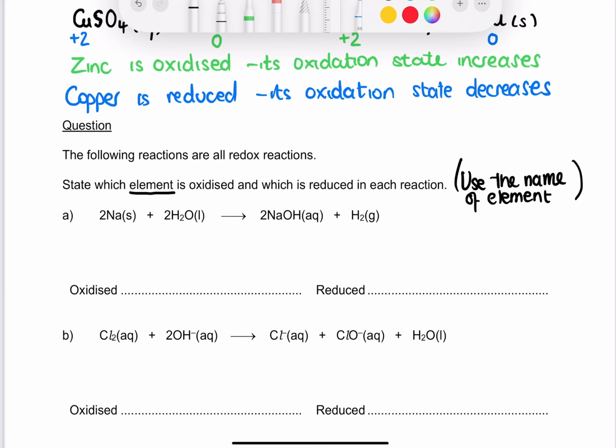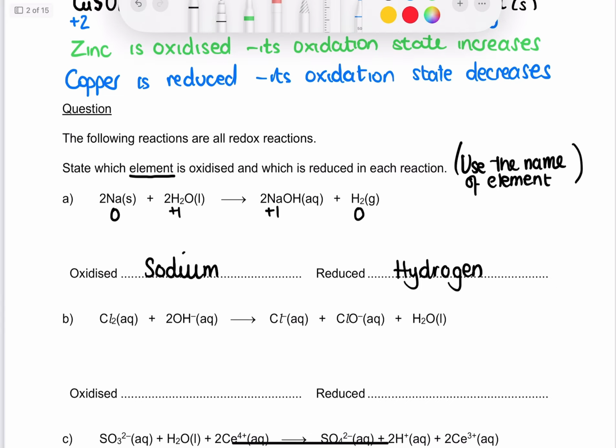So we're just going to have a look here. We've got an element here and an element here. So these are both 0. So these are the two things that are going to change, because unless they're an element on both sides, then they wouldn't be in the equation. They can't stay as 0. So on the other side, sodium in a compound is +1. So sodium's number's increased, sodium is oxidized. And then we can see in water that each hydrogen is +1, oxygen is -2. So hydrogen's number has decreased.